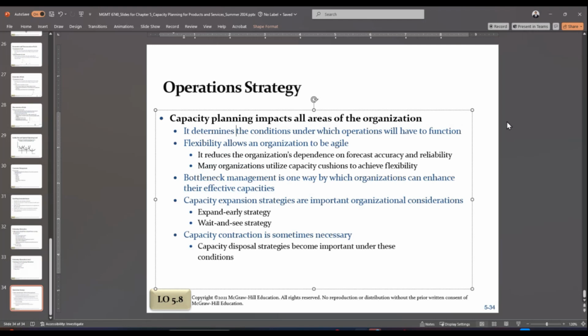Capacity planning impacts all areas of your organization. It determines the conditions under which the operations will have to function. So you should be looking at flexibility, that is agility, and that's where modular design, lean concepts, Six Sigma concepts, agile or Scrum principles come into the picture these days. You have to constantly watch for bottlenecks and try to balance your operations as much as possible.